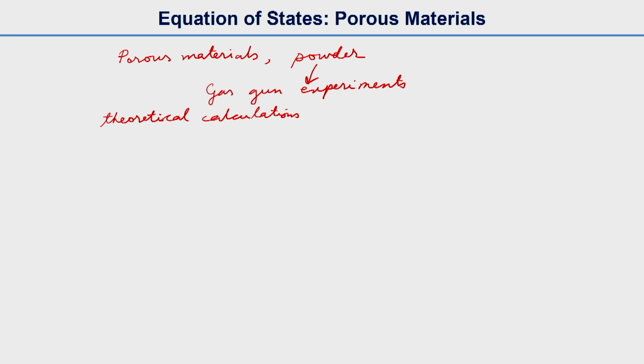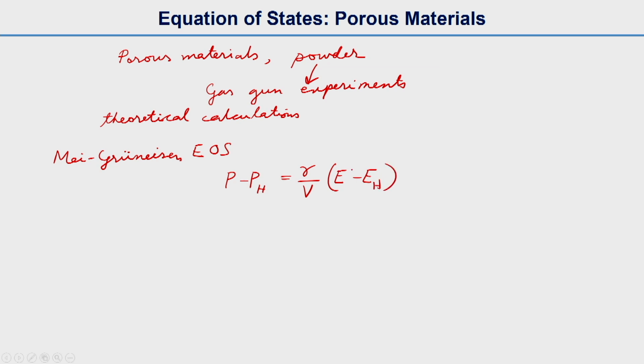So here we can use the Mie-Grüneisen EOS, which will be P minus PH equal to gamma over V times E minus EH. So this H is, let's say, for the solid material.